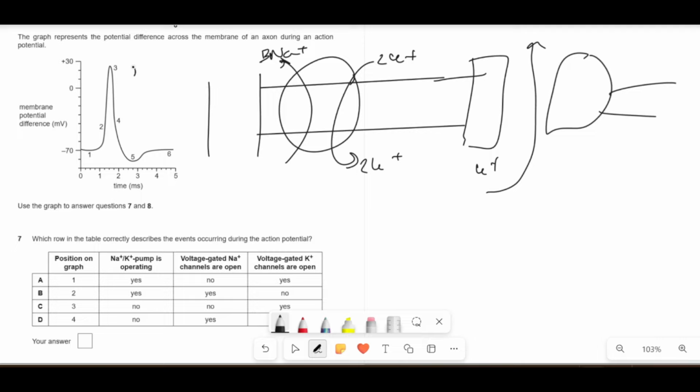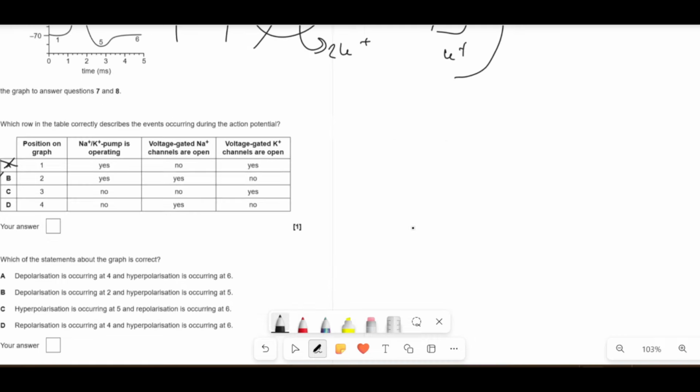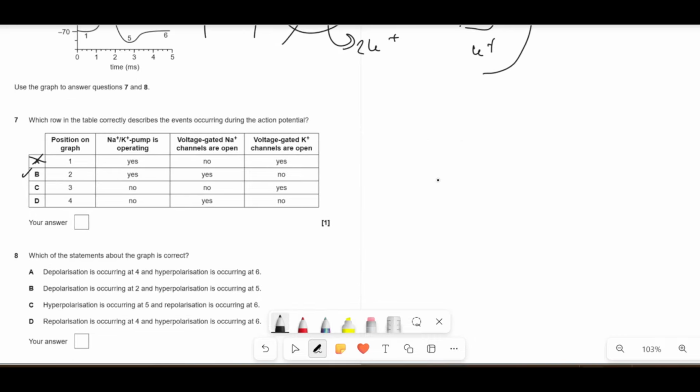But now we need to get this back down to normal, because at the resting membrane potential we put so much potassium in us, the potassium ion channels open, so it can leak out, and that gives you that negative there. So now it says which statement about the graph is correct.